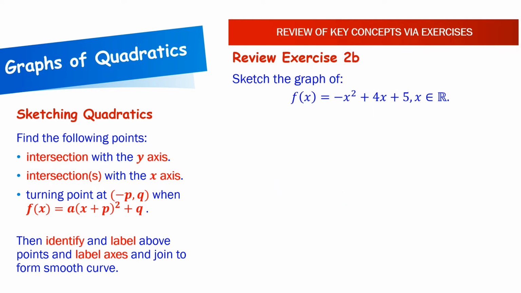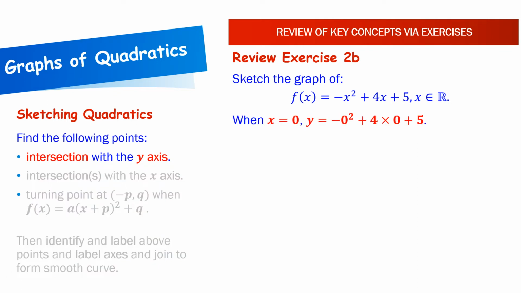Now for review exercise 2b. Again, we use a similar method. When x is 0, what is y? We've plugged in x equals 0 into our equation to give y equals 5. So when x is 0, y is 5.